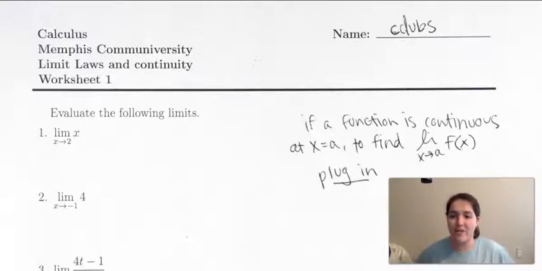Since the value is actually there, we can just plug in numbers, and whatever it equals is the limit itself, because it's continuous. So for evaluating our limits, we will just plug in and that will give us our number. It's relatively simple.